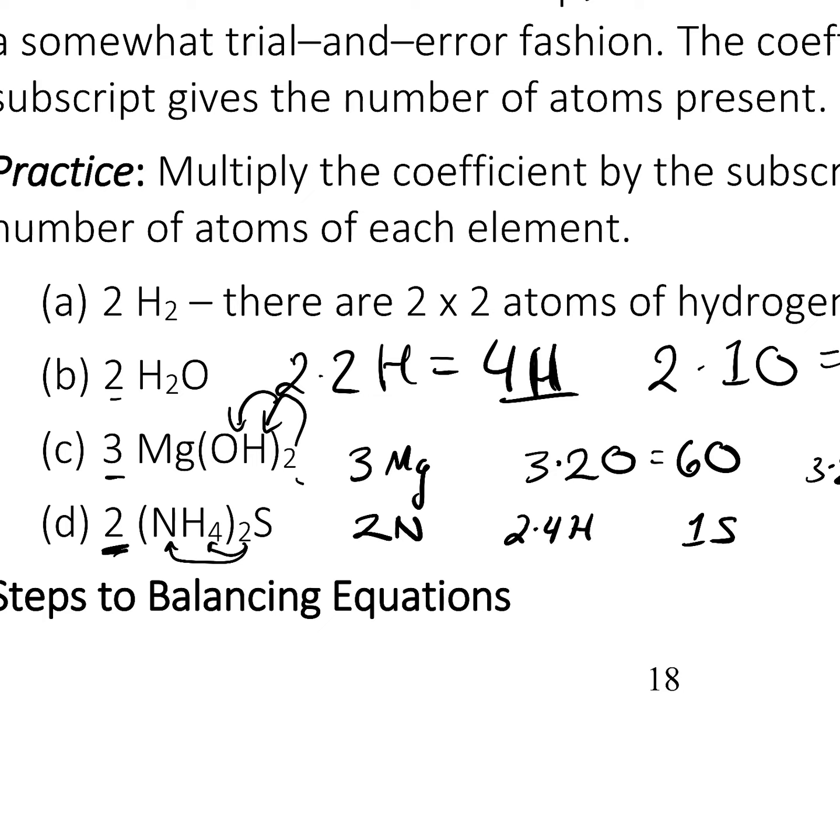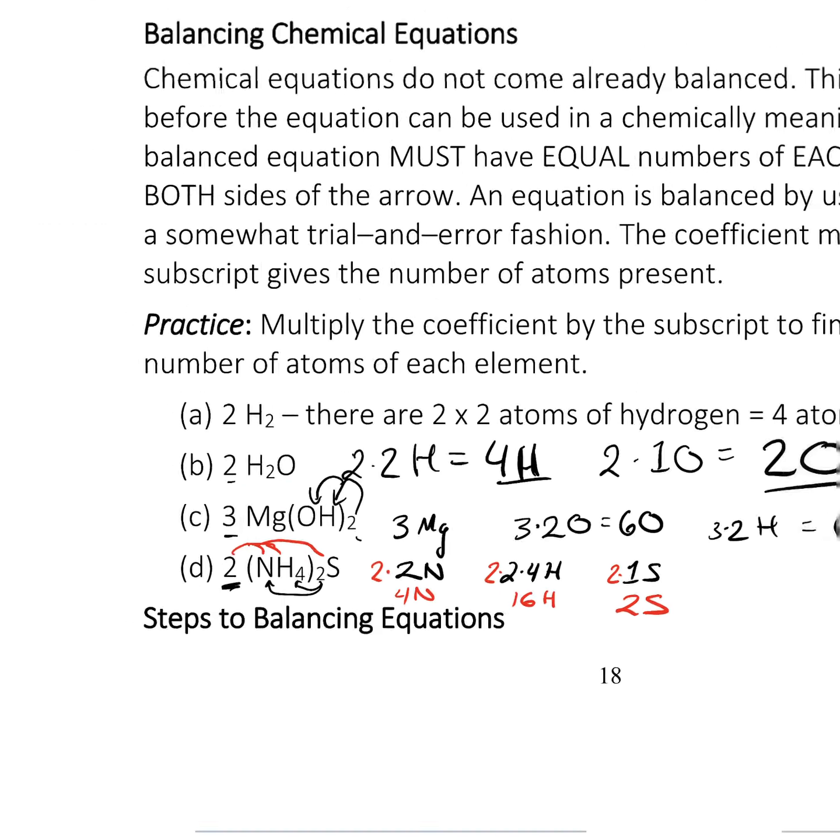But then the 2 in front becomes a 2 times and a 2 times and a 2 times. It multiplies by everything. This affects every element. So that leaves us with 4 nitrogens in total. 2 times 2 times 4, that's 16 hydrogens and 2 sulfurs.